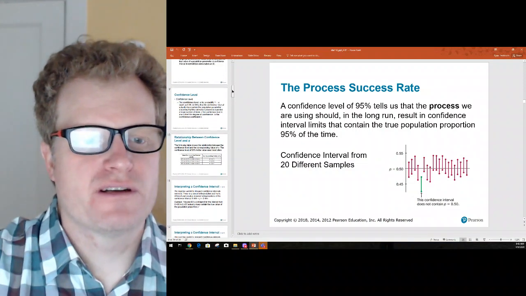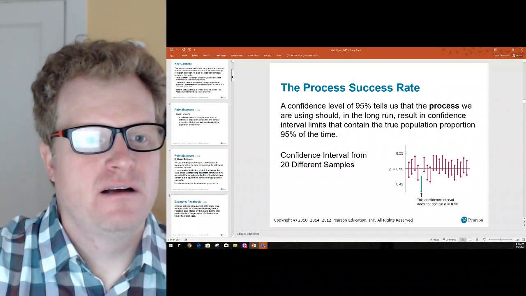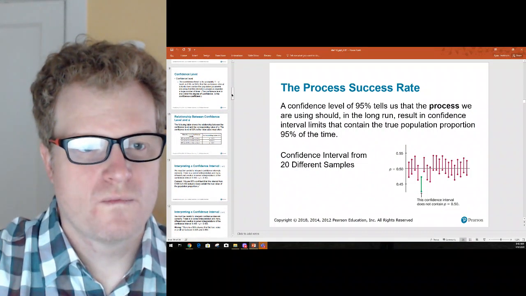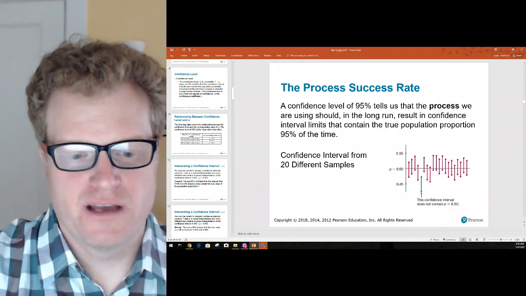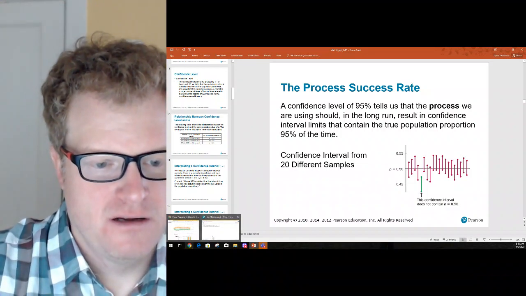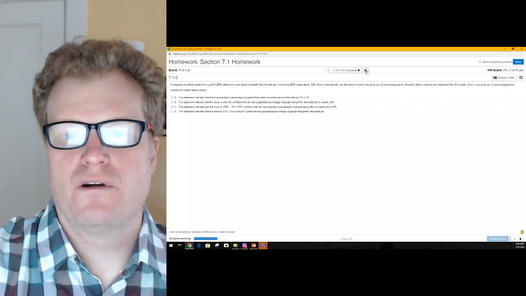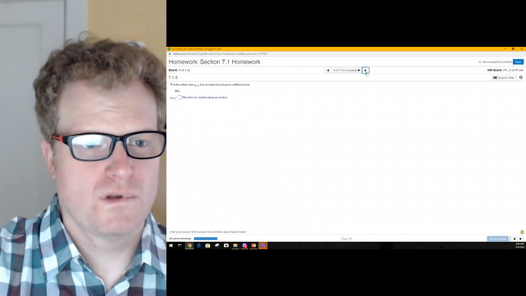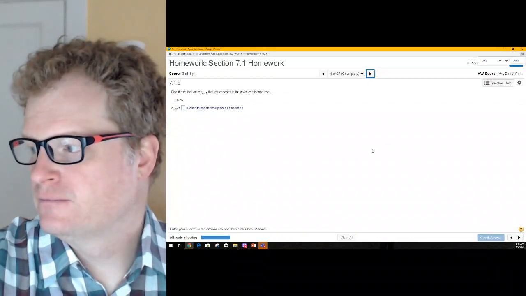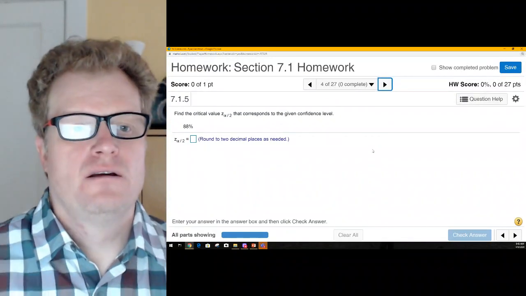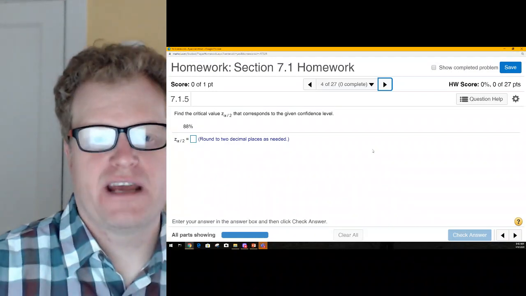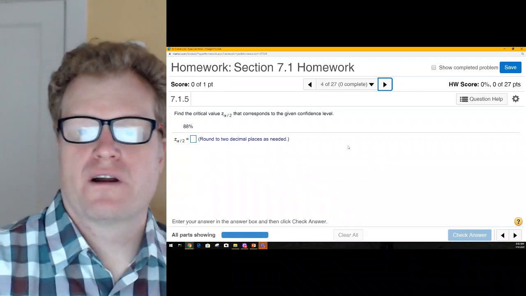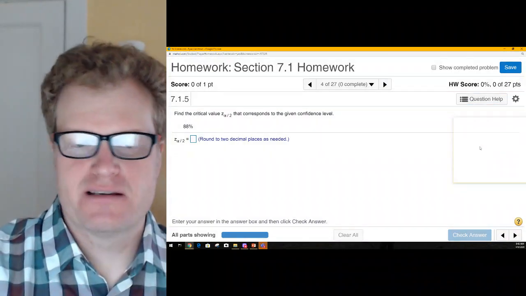All right, let's go straight to the chase. And let's talk a little bit about your confidence level and your Z alpha. Let's look at one of your homework problems where we're asked to figure out your critical value. So we want to find a critical value, or Z alpha divided by 2, that corresponds to a given confidence level. And so what we're going to do is use StatCrunch to make this happen.